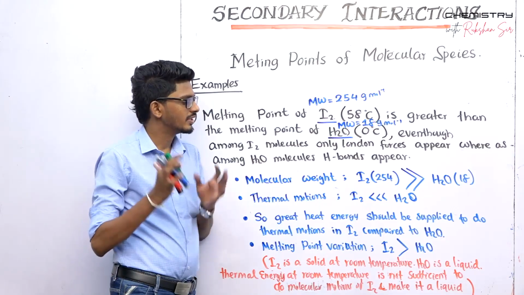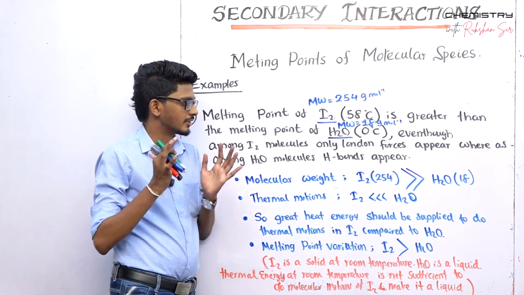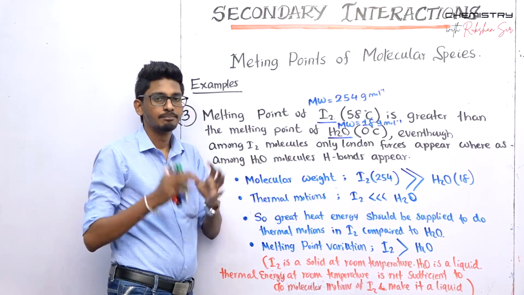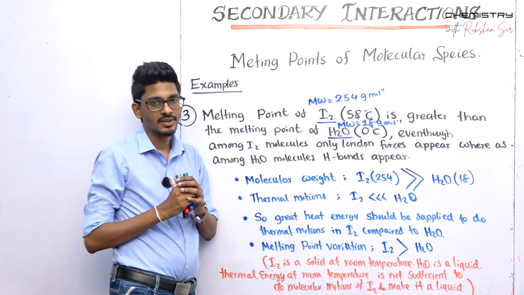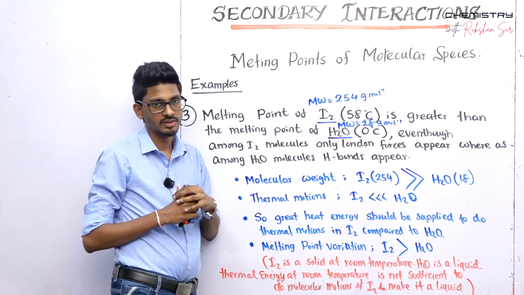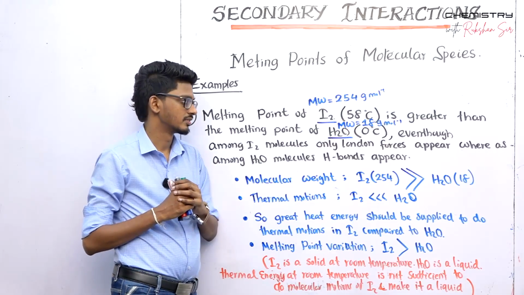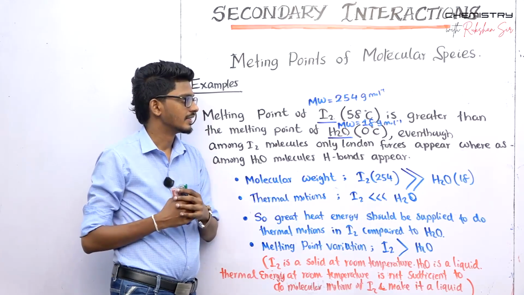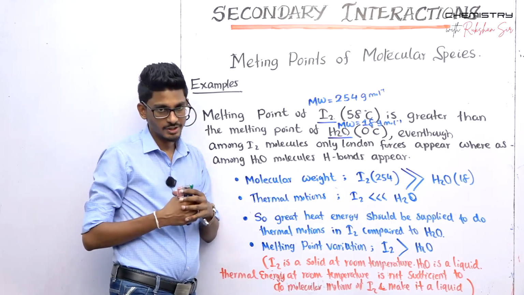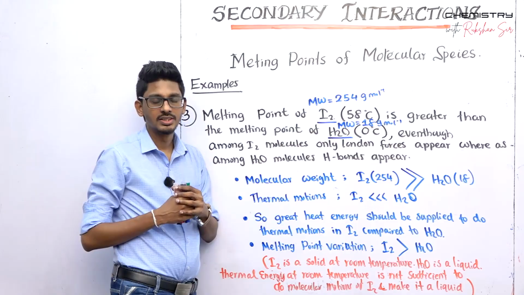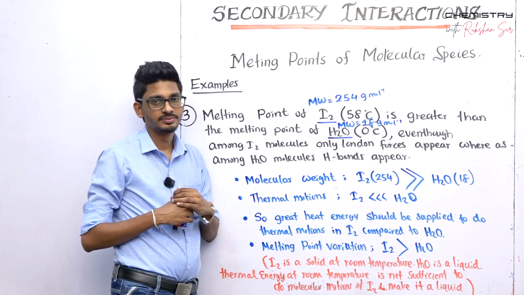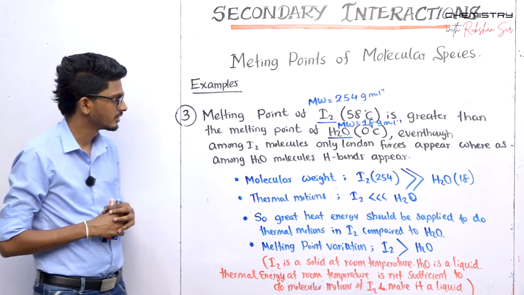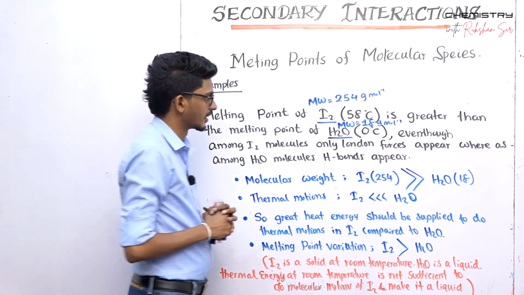So you clearly see, if you are with some greater molecular weight difference, molecular weight is the one which decides the melting points, not the secondary interaction strength. Even though I2 is with London forces only, still it won over the H2O, which was with hydrogen bonds. So the idea is clear, no?